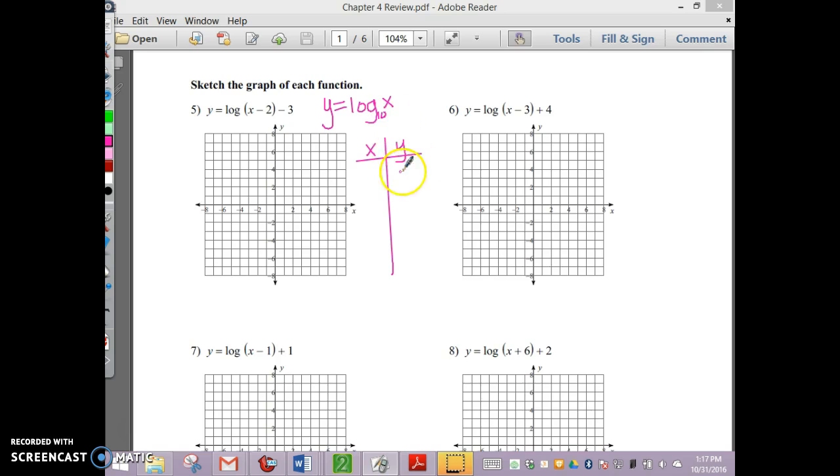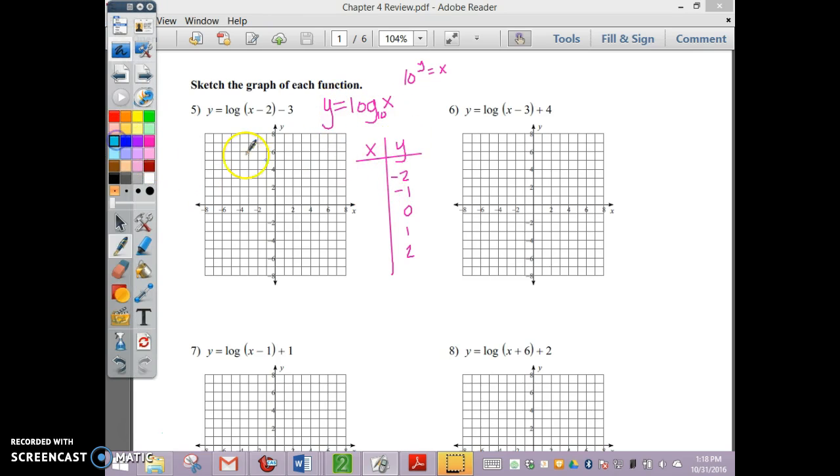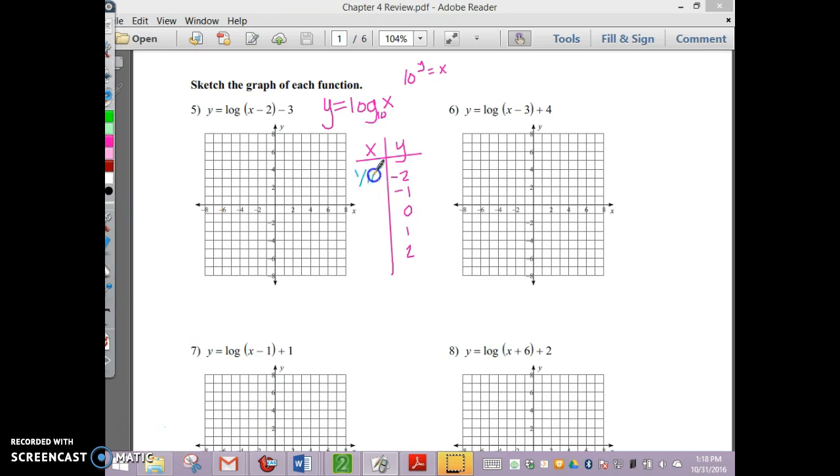We pick our values for y because it's a logarithm. So 10 to the y equals x. The answer to a log is the exponent: 10 to the y equals x. So 10 to the negative 2 is going to give me 1 over 100. 10 to the negative 1 is going to give me 1/10. 10 to the 0 is giving me 1, and then 10, and then 100.